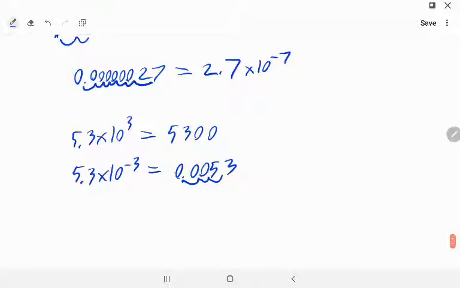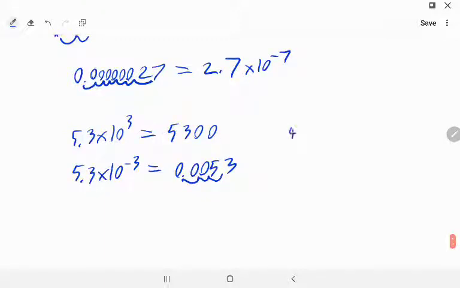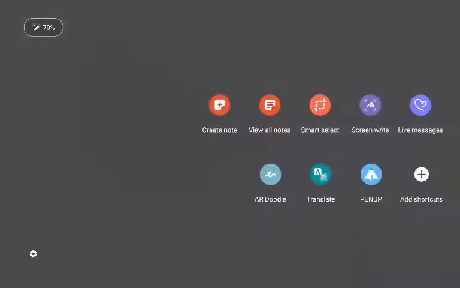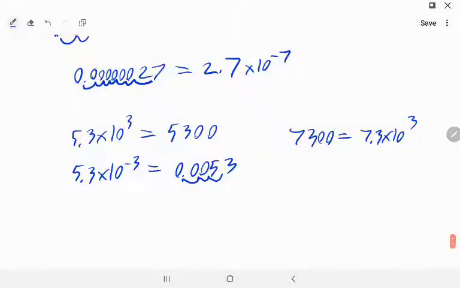And then the other direction, if we had 7300, that would be 7.3 times 10 to the third. And if we had 0.00073, that would be 7.3 times 10 to the negative 1, 2, 3, 4. 10 to the negative 4th. And again, we're just counting.